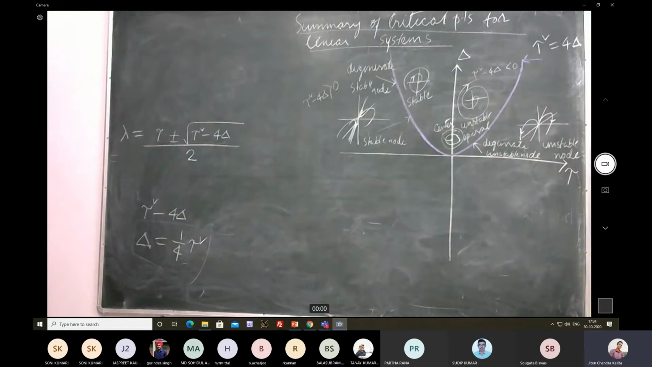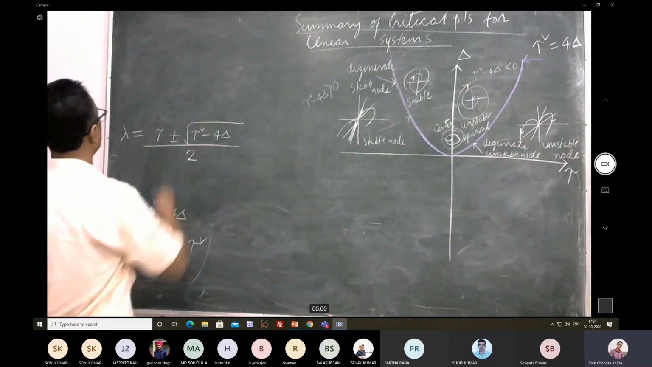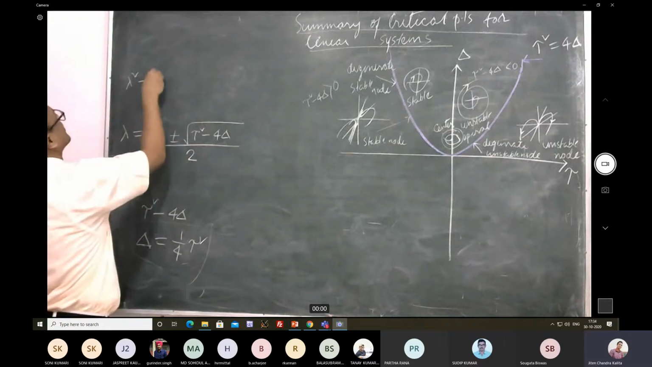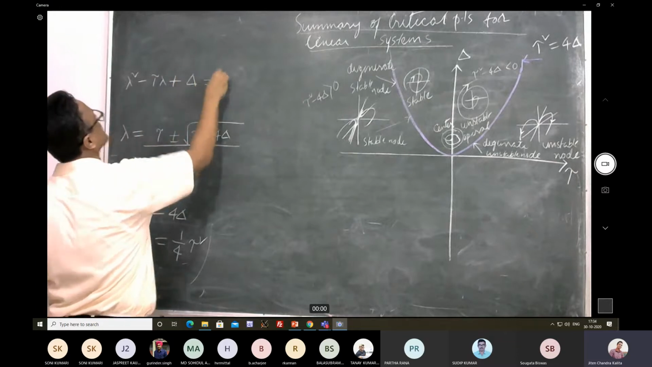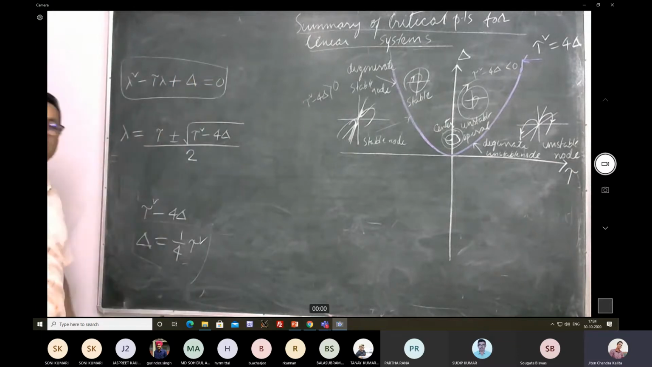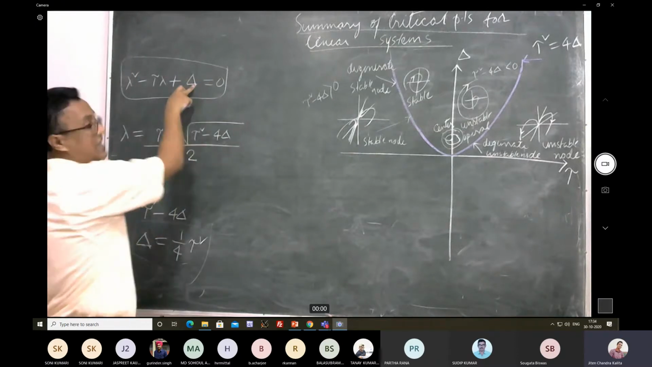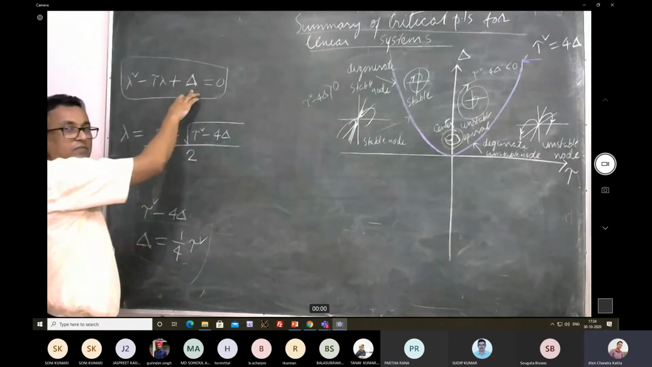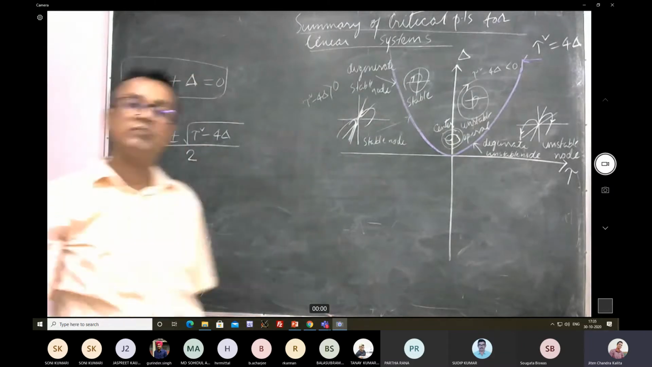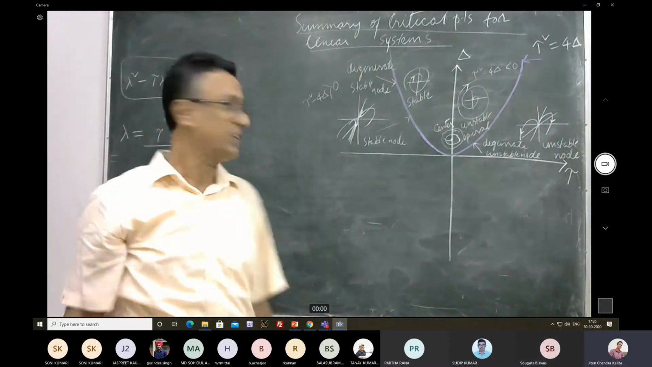Is it okay? Fine. And then again, what was happening? If you recall, my equation was this, from where I was trying to find out the value of lambda. So then what is going to happen? If lambda is delta, this is delta. If delta is negative, definitely I am going to have distinct real roots having opposite signs, isn't it?